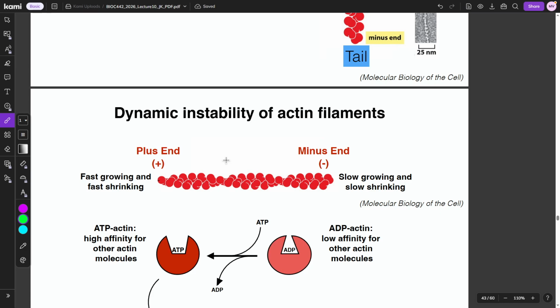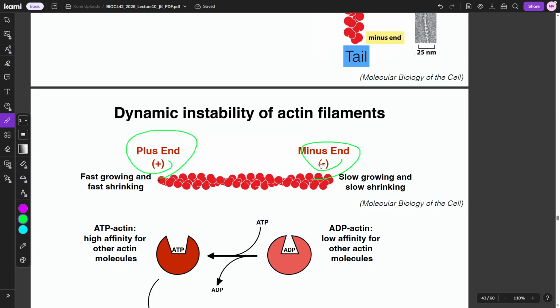What's important about this is that the stability of an actin polymer is actually dependent on whether or not ATP is present or not. So one thing that we need to keep in mind is we have this idea of fast growing and slow growing, and that also corresponds to fast shrinking and slow shrinking. Anyways, the plus end of any actin filament grows fast and also shrinks fast, while the minus end of any actin grows slowly and also shrinks slowly.